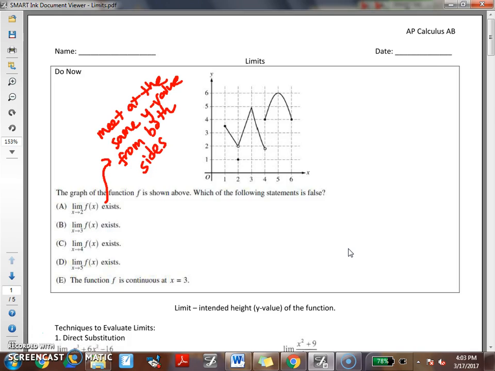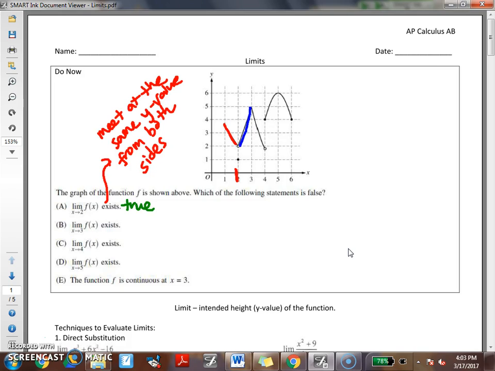Well, let me check. I'm going to focus at the number 2. It's right here, number 2. Coming from the left, coming from the right, and I arrive at the same point, so it does exist. So this one is true.